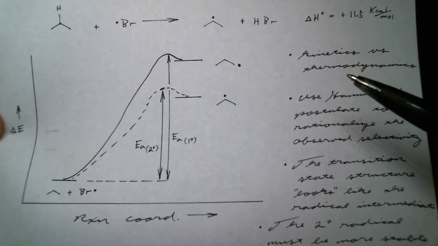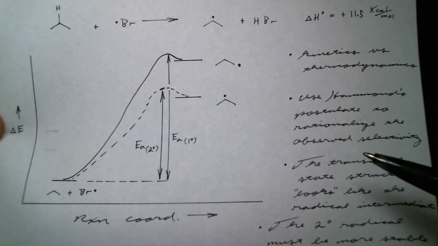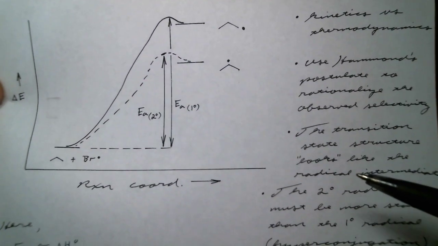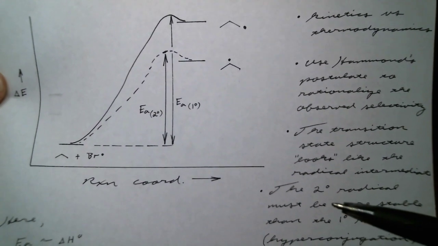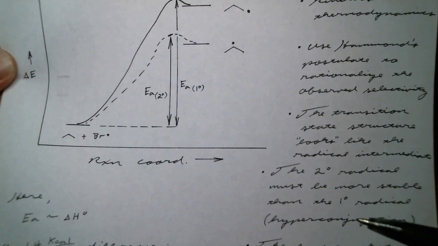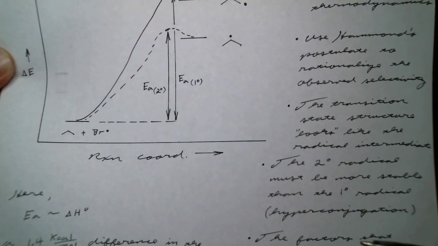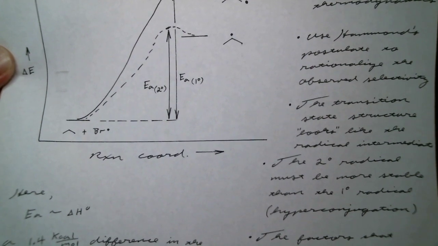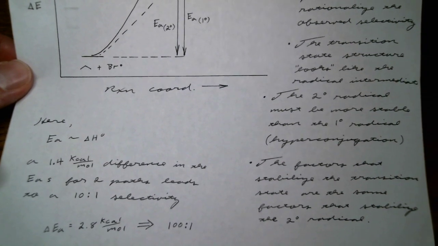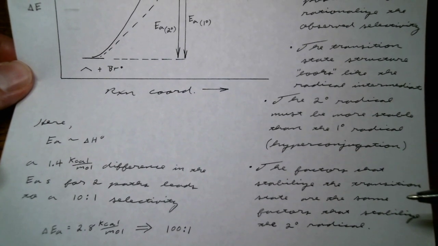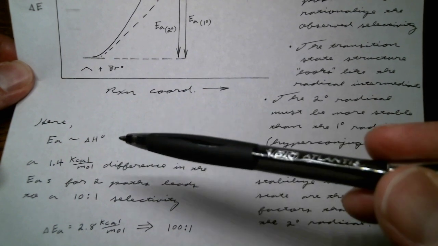So this is an issue of kinetics versus thermodynamics. Like I said, we used Hammond's postulate to rationalize the observed selectivity. Transition state structure looks like the radical intermediate. The secondary radical must be more stable than the primary radical. We already know the reason why. That's hyperconjugation. We discussed this in a prior video looking at radical stability. So the factors that stabilize the transition state are the same factors that stabilize the secondary radical.